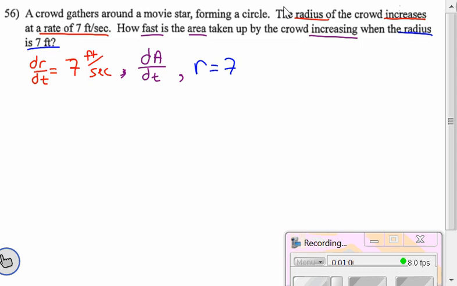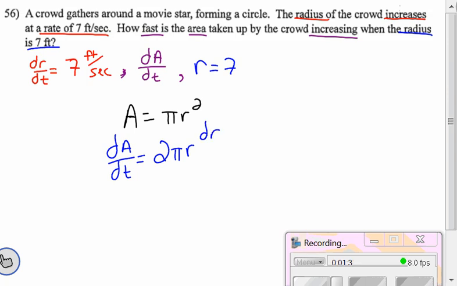Next up is to come up with the equation. They said it forms a circle, and the problem has to do with area, so it's area equals pi r squared. Okay, take the derivative to get from a static situation to a changing situation. So we get dA/dt on the left. Then we multiply the 2 times the pi and the r, dropping the r squared down to r, and then dr/dt.